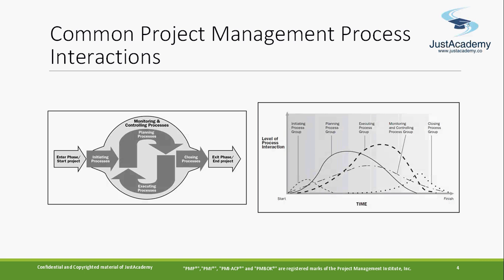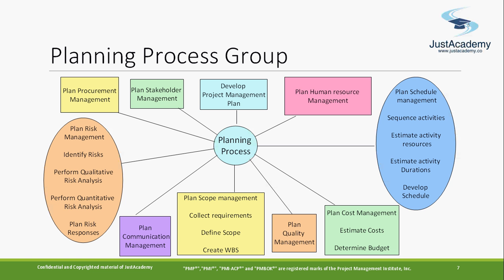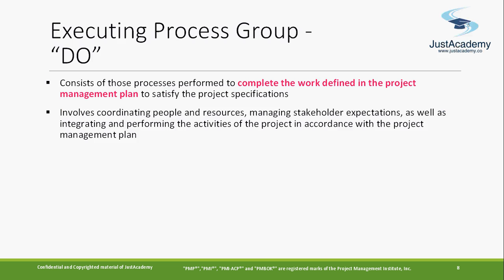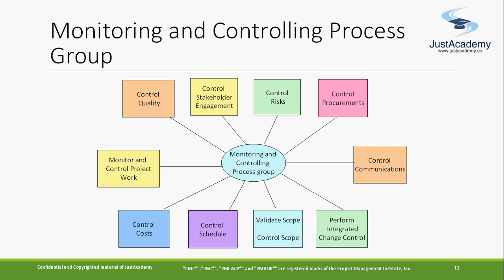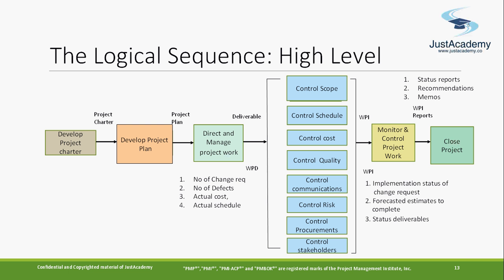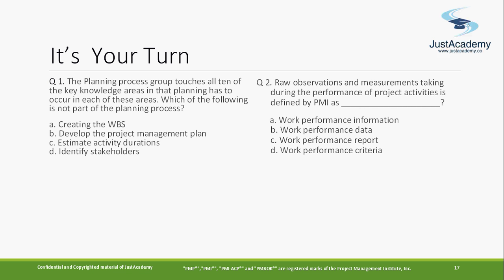Okay. Good. So we're talking about the initiating process group, where the different processes are and how they interact. There are two processes: develop project charter and identify stakeholders. Then we talk about the planning process group. These are the planning processes. We talk about executing, which is according to the plan, you just work on it, and that's part of the executing process group. Monitoring and controlling process groups, and the closing, and at a high level how this sequence goes on. Good. Slightly, we'll take a few questions, and now it's your turn.